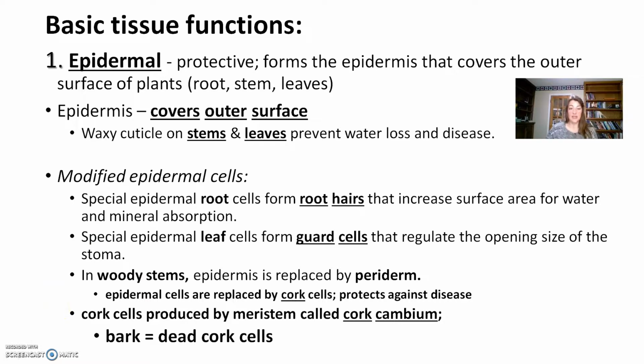In woody type stems, the epidermis is actually replaced by what we call the periderm. Now, epidermal cells are replaced by cork cells, and these actually protect against disease. And so lots of the trees have some type of cork, especially where the major cork tree comes from. It's mostly cork. So cork cells are produced by the meristem called cork cambium.